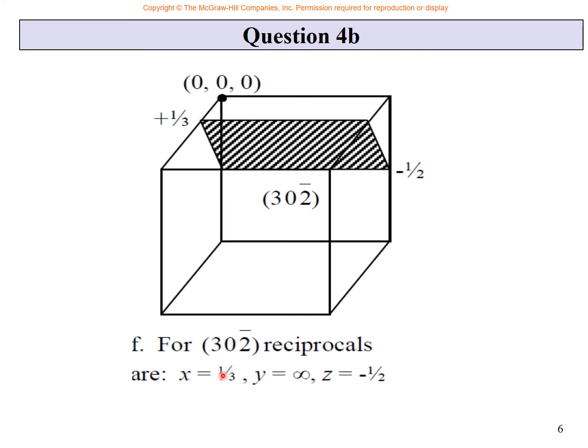3 is 1 by 3, 0 is infinity, minus 2 is minus half. So these are the actual intercepts, and infinity means it does not cut the y axis. It is parallel to the y axis, but it cuts the x axis and the z axis. So, right, now these are the numbers.